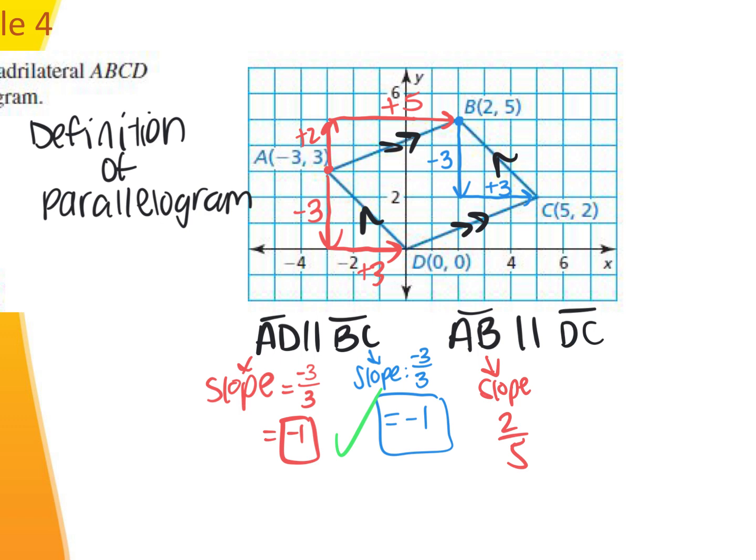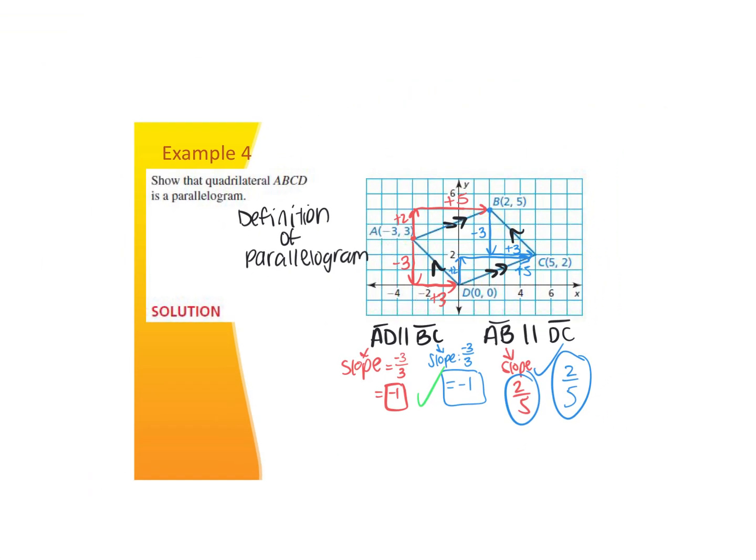And the slope of DC should be the same, right? Up 2, and then to the right, yep, 5. So plus 5. So this one's also 2 over 5. Once we show that they're congruent, we're done. We just put a check mark, okay? Did I do it wrong? No? Okay. Any questions, guys?